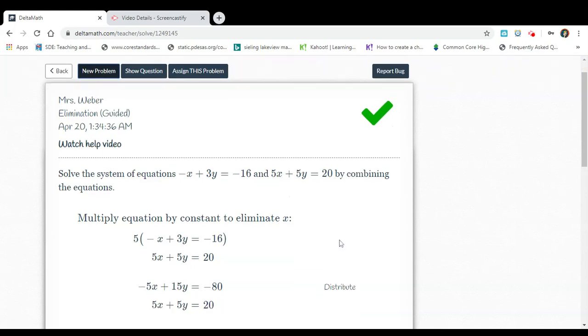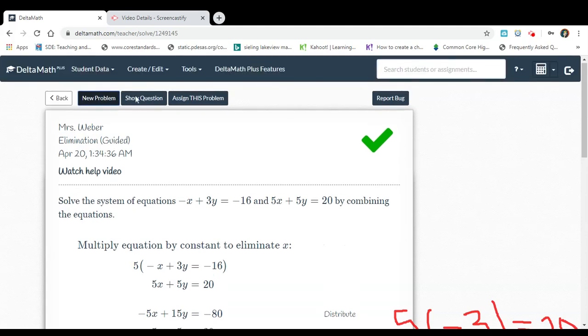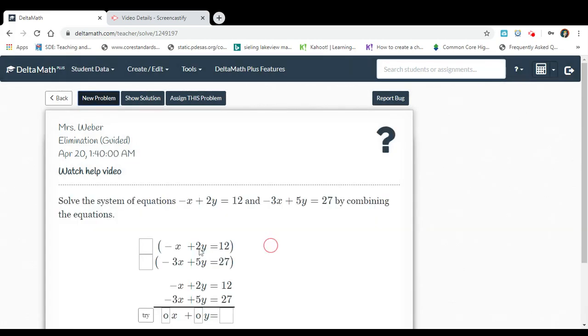The cool thing about this is if you got it wrong, it will give you the option up here to show the solution so you can go through everything you did and make sure that you know what you did wrong, which I really like. Now I'm going to give you another problem.